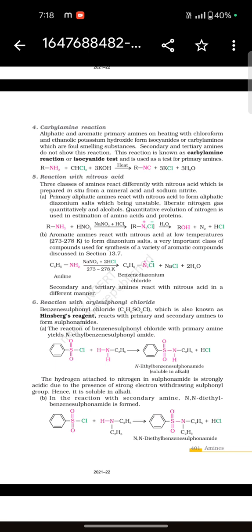Reaction with nitrous acid. Three classes of amines react differently with nitrous acid, which is prepared in situ from a mineral acid and sodium nitrite.